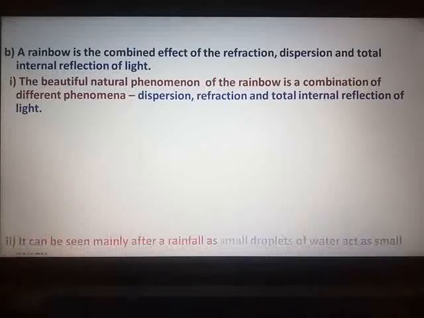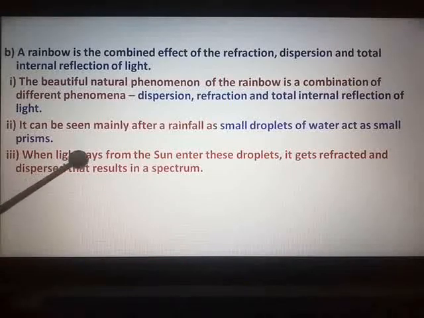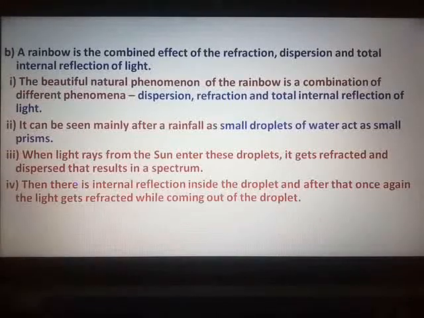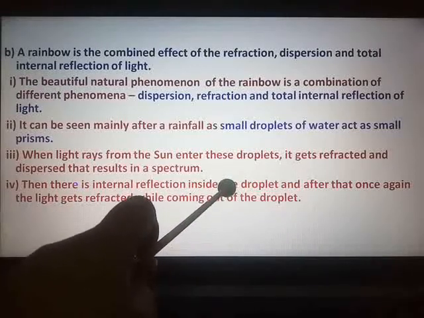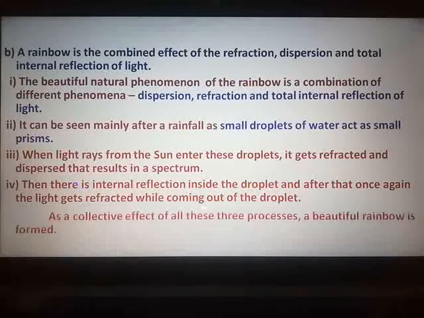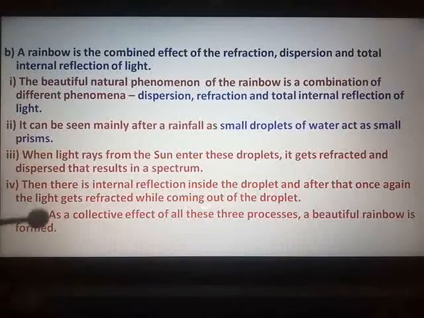Second point, continue marking. It can be seen mainly after a rainfall as small droplets of water act as small prisms. Third point, continue marking. When light rays from the sun enter these droplets, it gets refracted and dispersed. Just add these 3-4 words, that results in a spectrum. Fourth point, continue marking. Then there is internal reflection inside the droplet, and after that once again the light gets refracted while coming out of the droplet. As a collective effect of all these three processes, a beautiful rainbow is formed.